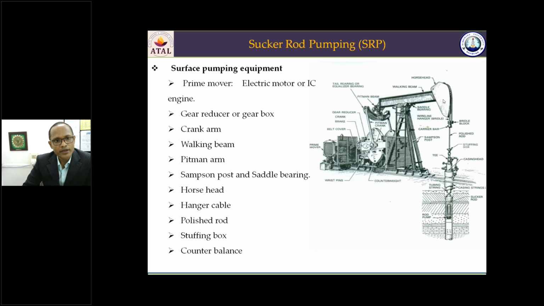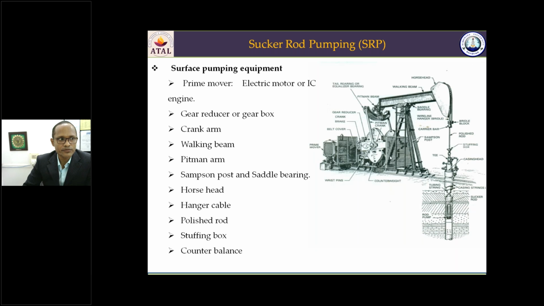On this side we have what is like a horse head. This part is also called the horse head. The sucker rod string is attached here to the horse head. This is a polish rod. There's a stuffing box, which is used for lubrication. This polish rod takes the whole load of the sucker rod string. So this is about the surface units of the sucker rod pumping unit.